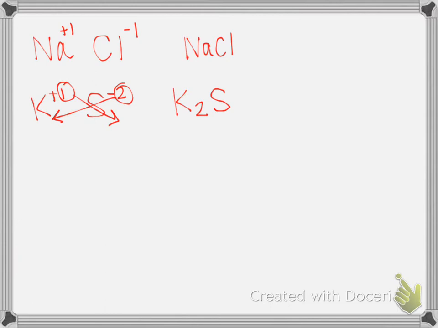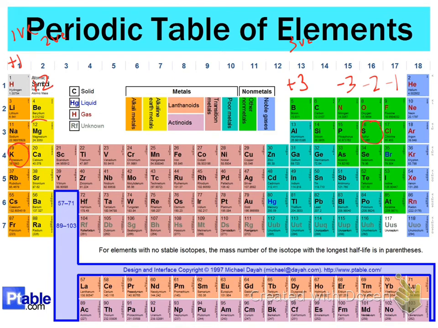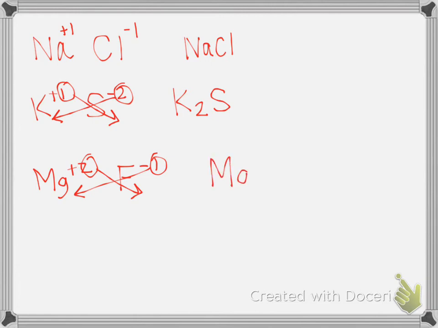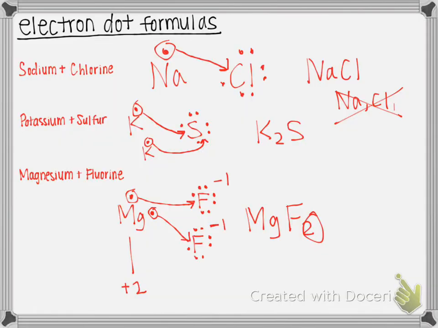Let's look at our other example, magnesium and fluorine. Magnesium is a +2, fluorine is a -1. Because those charges do not cancel out, in order to figure out what your formula is, you take the numbers and you crisscross them. So this tells you that you need 1 magnesium, so it's just Mg, and you need 2 fluorines, F2. And if you look, these are the same formulas we got from doing our dot diagrams.